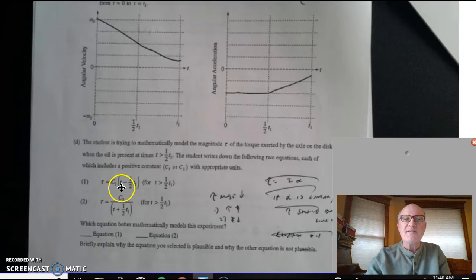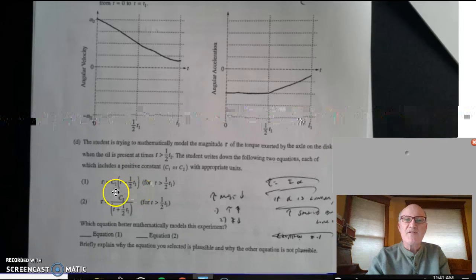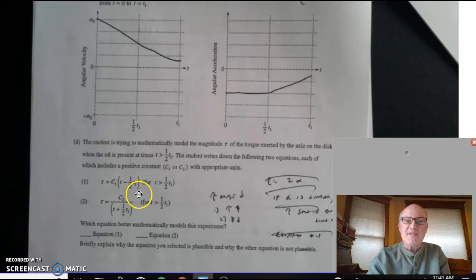And what I like about number one is that it doesn't do anything to the torque when t is equal to half t1. So right at this point here, that would turn out to be zero. And there's something appealing to me about that, but that would actually imply that the torque would be zero at that point. So that's not good, and for another reason, it's not good. As t increases, this parentheses increases. We're told that C1 is positive, so that keeps increasing. So the torque would keep increasing with increasing time in expression number one.